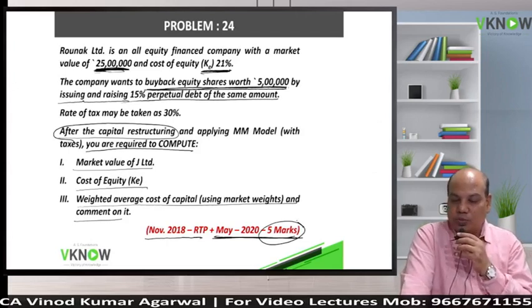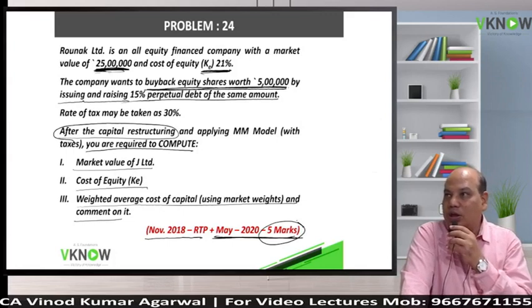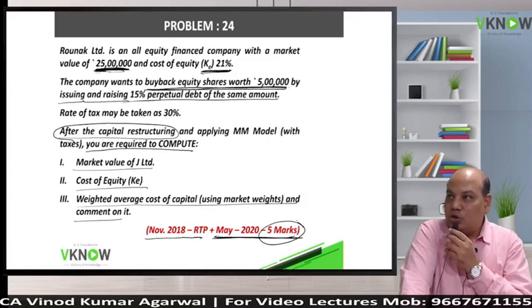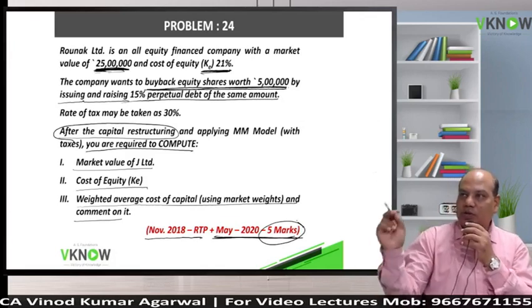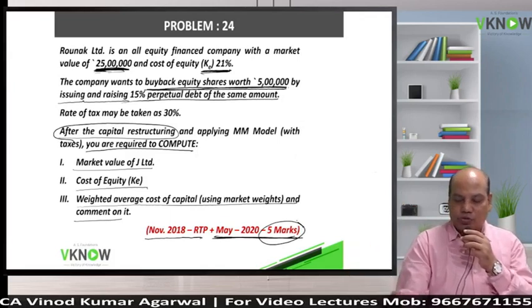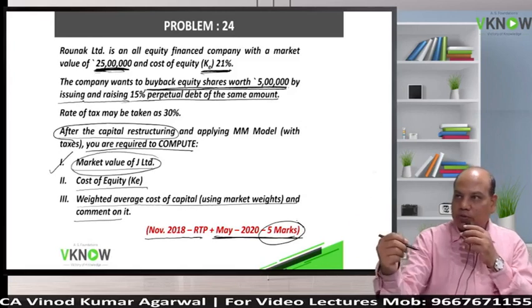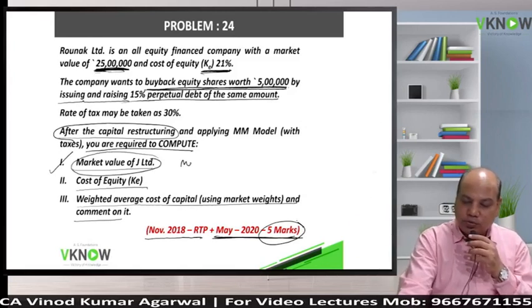Similar to previous question. First, we will find out the value of Ronak Limited when it was an unlevered firm. Now it has become a levered firm. So when you become a levered firm, the value will go up. How much will it go up? To the extent of present value of tax shield on interest. And the present value of tax shield on interest is debt multiplied by tax rate. So once you do it, you will get the value of this company. From that you deduct value of debt, you will get market value of equity.